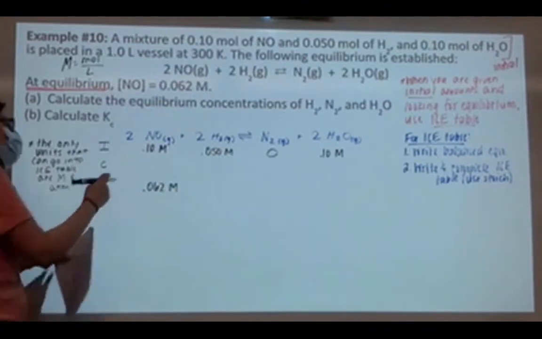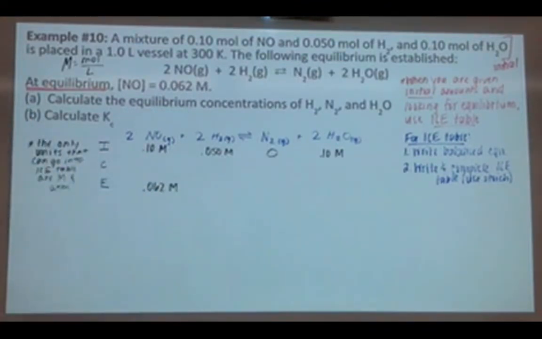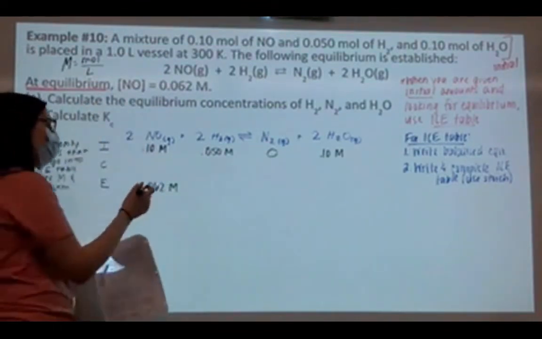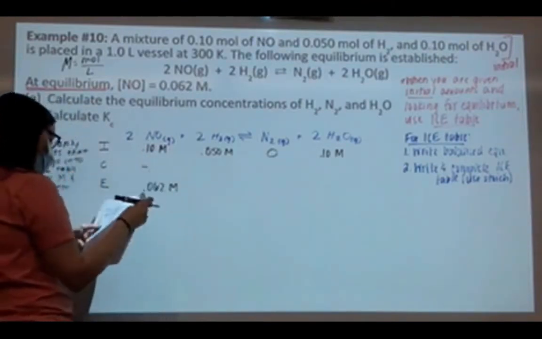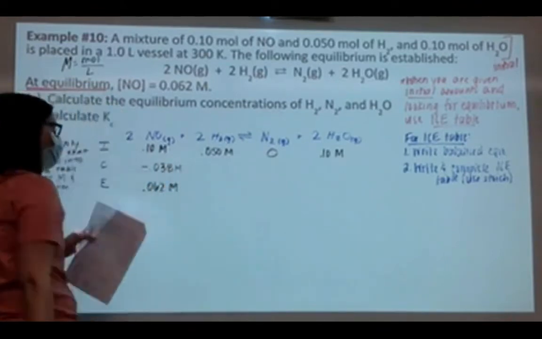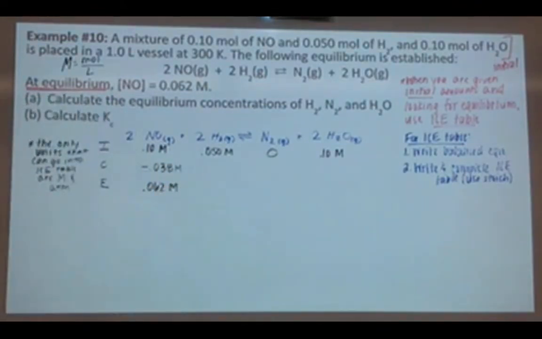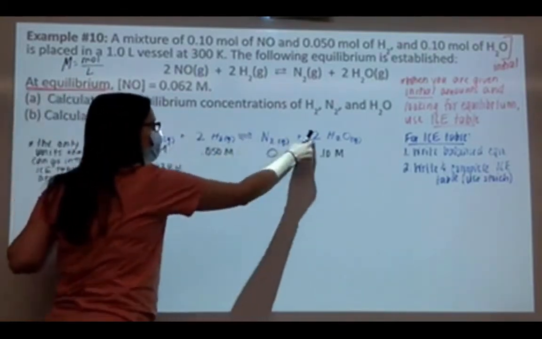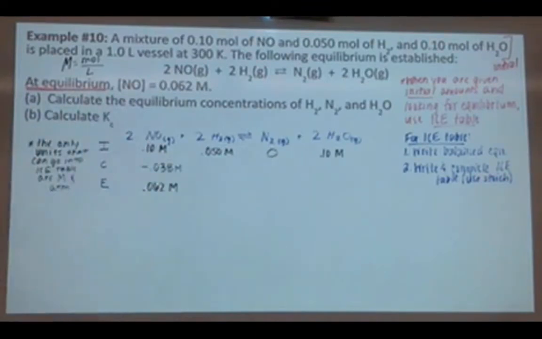So we just need to see, what does this change have to be? What do I have to do to 0.1 to get to 0.062? Well, I have to subtract 0.038 molar. That's my change. I have to subtract 0.038 molar. This is where the stoichiometry comes in. The change is based on the stoichiometry. It's based on the coefficients.